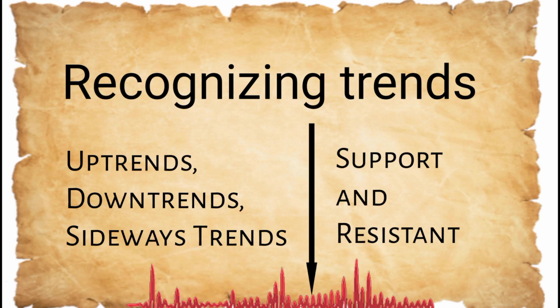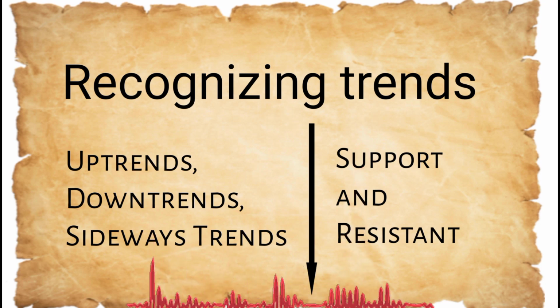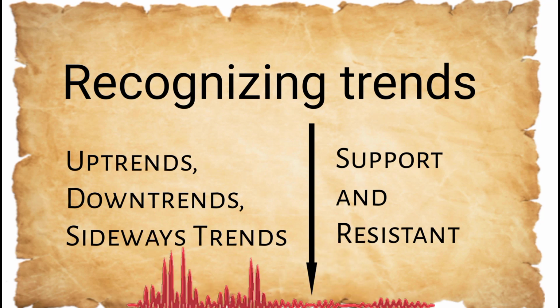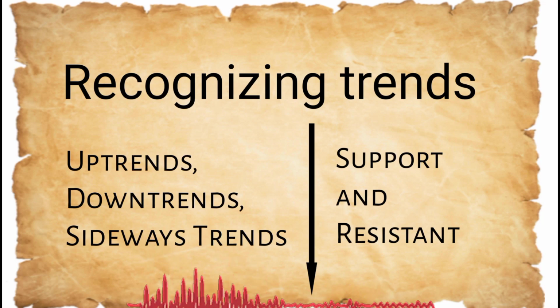Support, a price level where buyers step in, preventing the market from falling further. If support holds, the price bounces back up. Resistance, a level where selling pressure increases, preventing the price from going higher. If resistance holds, the price drops. When a price breaks above resistance, it often signals the start of an uptrend. When it falls below support, it can indicate a downtrend. These levels aren't just lines on a chart, they represent real buying and selling activity.